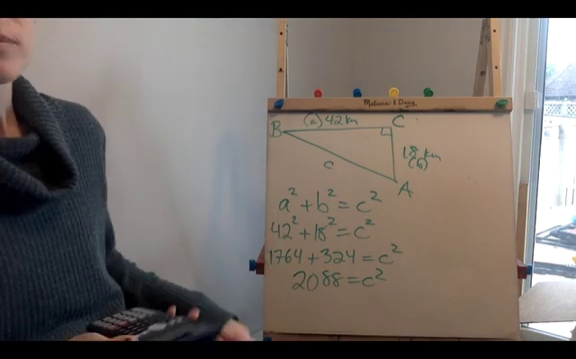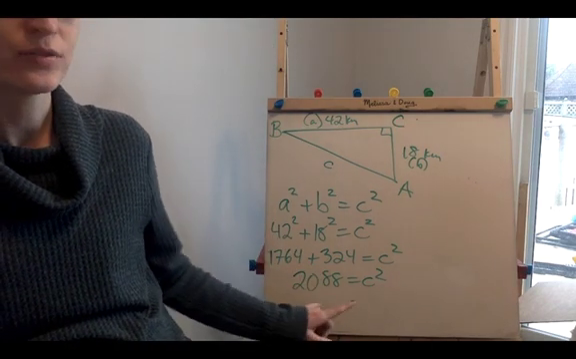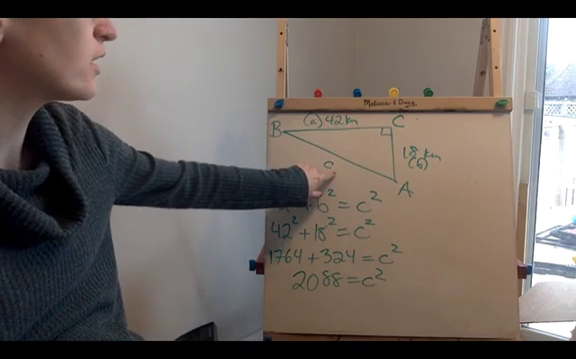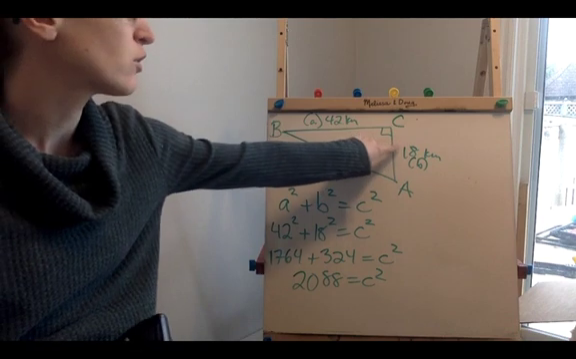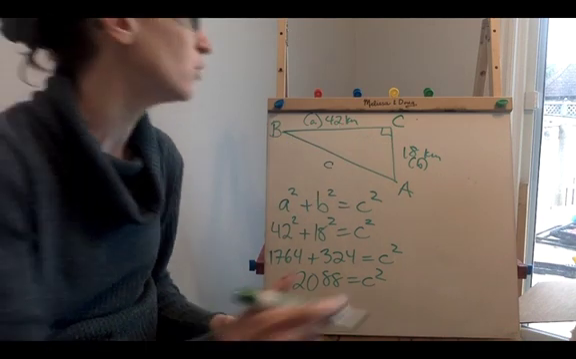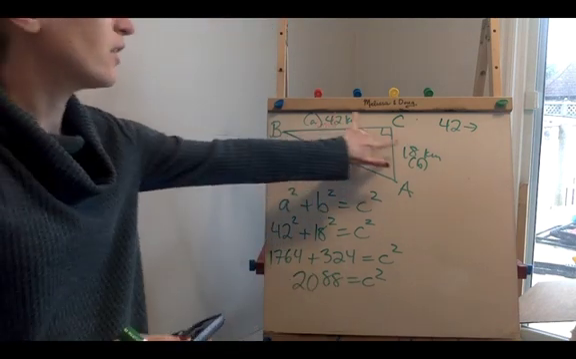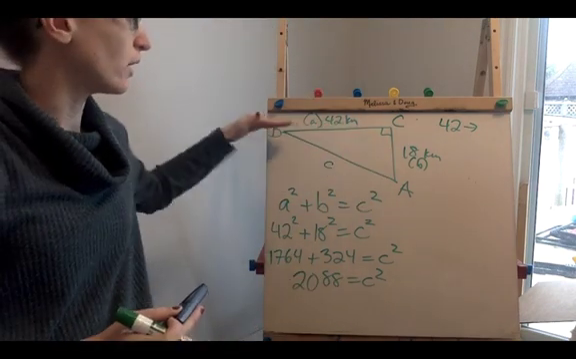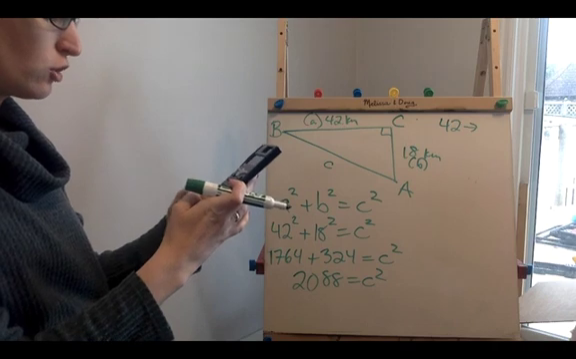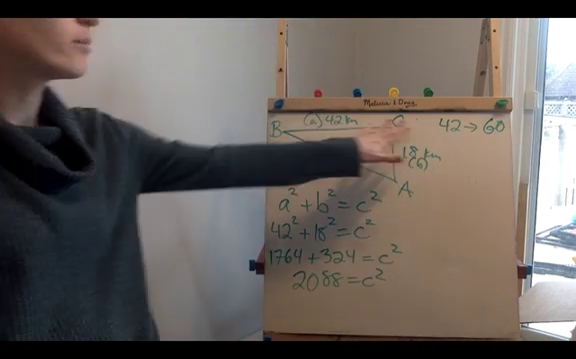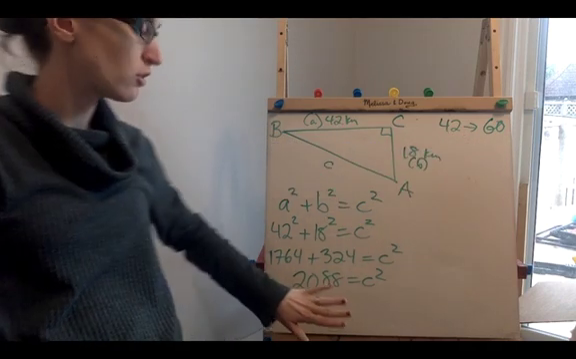Your last step here is going to be square rooting. Using our estimation strategies, we know that this value should be bigger than either of these, so it has to be bigger than 42. It should be somewhere between 42 and the sum of them, so less than just going over here and then down. 42 plus 18 is 60. So somewhere between 42 and 60 is a reasonable answer, so clearly this is not our final answer.